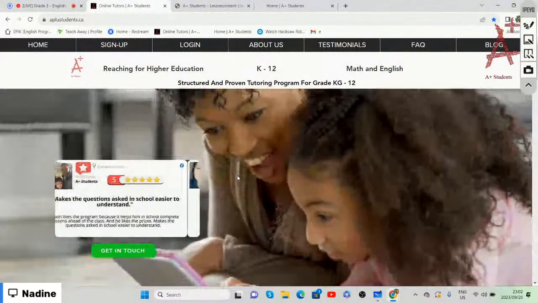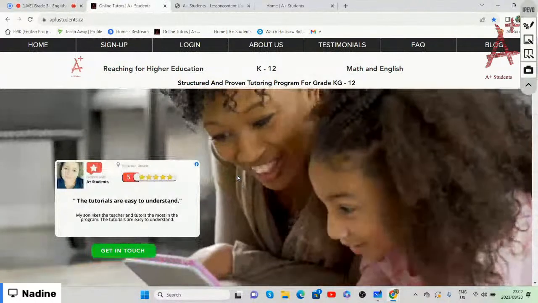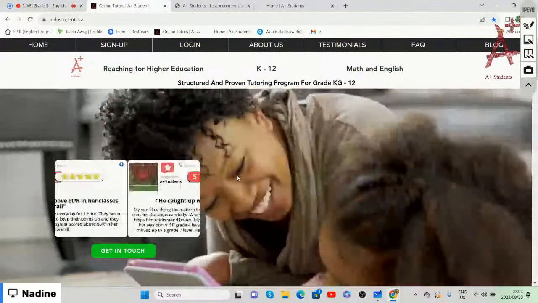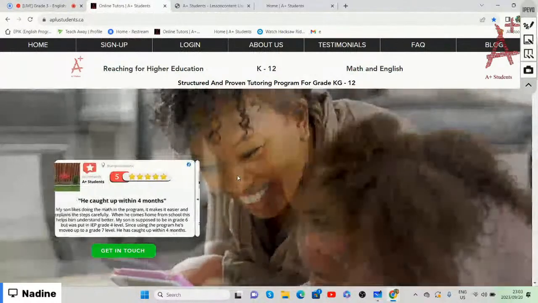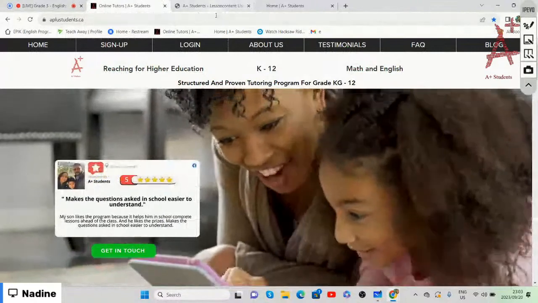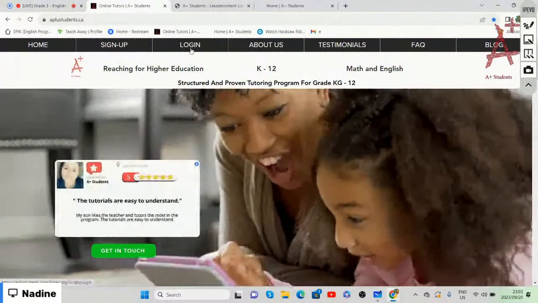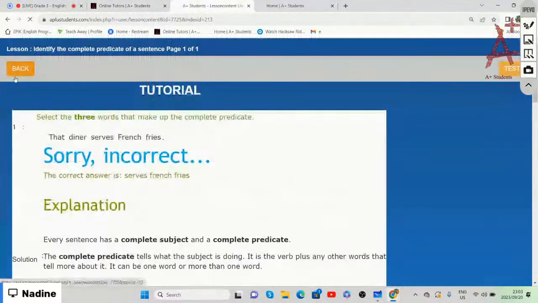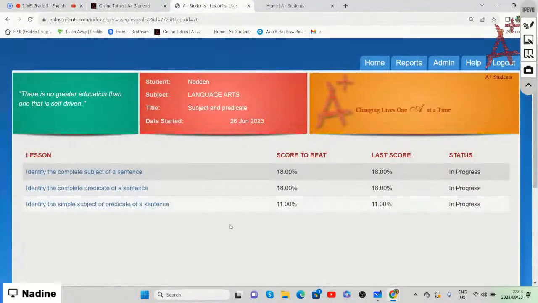And before we start, we are going to log into aplusstudents.ca. You're going to log in with your username as well as your password. Once you've logged in, you're going to select the subject of language arts, and then language arts grade 3.